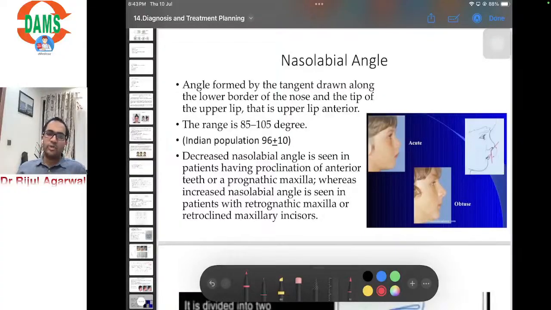Next comes nasolabial angle. So this is a cephalometric value. The angle is drawn from the tangent to the lower border of the nose and tip of the upper lip, that is upper lip anterior, range is between 85 to 105 degrees. So Zarabak ratio based on this, based on facial divergence? No.